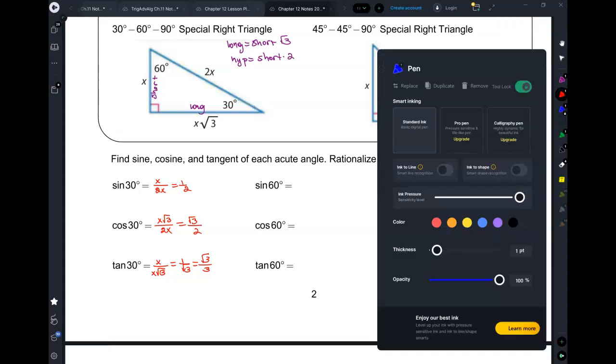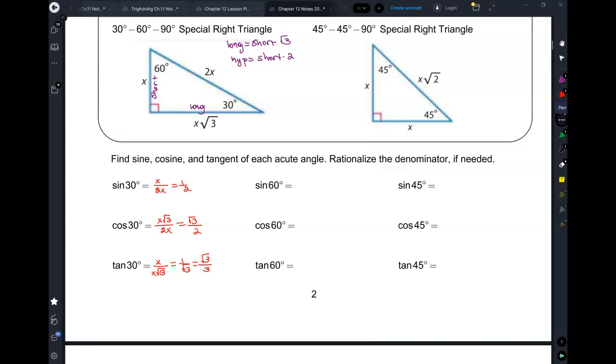Right, because now it's the 60 degrees. So the cosine is going to be 1 over 2. And the tangent is going to be root 3.